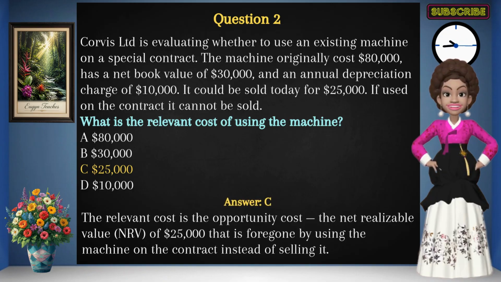The original cost of the machine, $80,000, is a sunk cost, hence irrelevant. The annual depreciation charge of $10,000 is a notional cost, which again is irrelevant. What the company will actually lose is the $25,000 when they don't sell the machine.